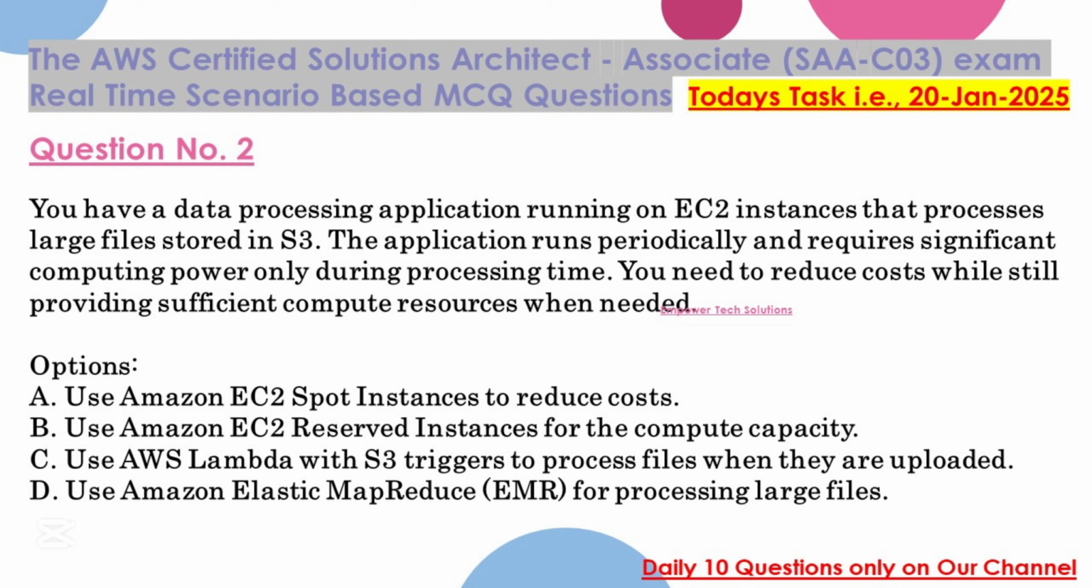B. Use Amazon EC2 reserved instances for the compute capacity. C. Use AWS Lambda with S3 triggers to process files when they are uploaded. D. Use Amazon Elastic MapReduce, EMR, for processing large files.